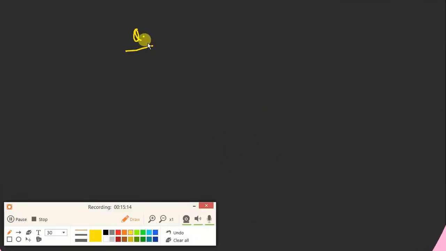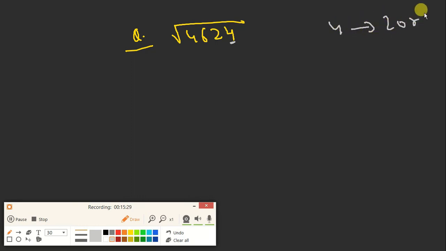Okay. See, you are given a question, square root of 4624, and you have to find the answer. So how will you do it? First of all, you will see the unit digit is coming out to be 4. So it can be 2 or 8. If the unit digit is 4, the unit digit of the answer can be 2 or 8, right? 2 or 8. Now the first digit of the answer.